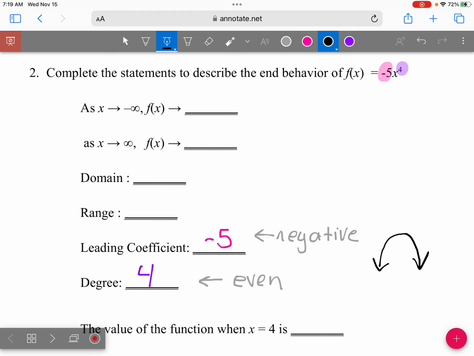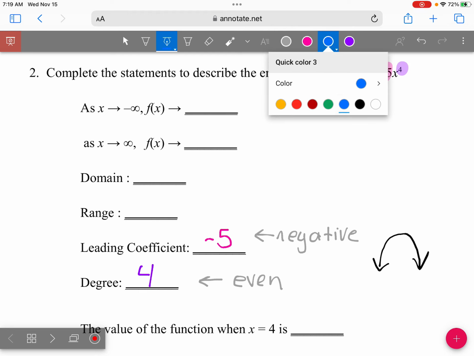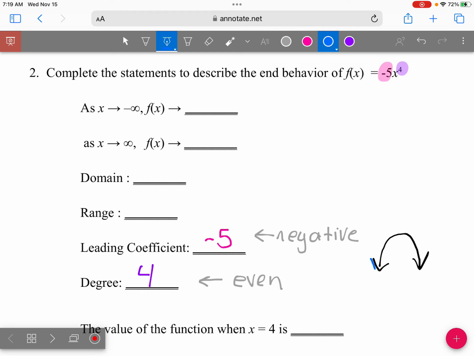From there, we can get our end behavior, because our end behavior has them matching because they're even, and both going down because it's a negative. So we're going to have negative infinity for both of these. As x's go to the left, the y's go down, and as x's go to the right, the y's go down.